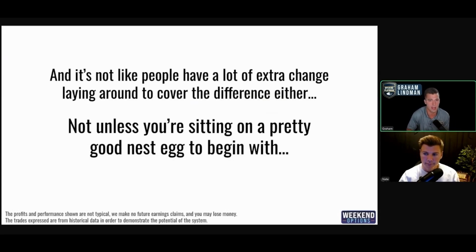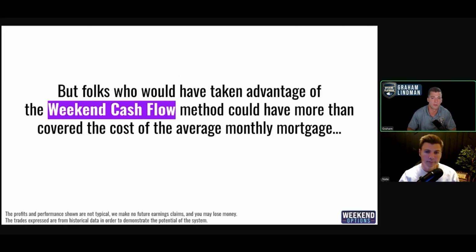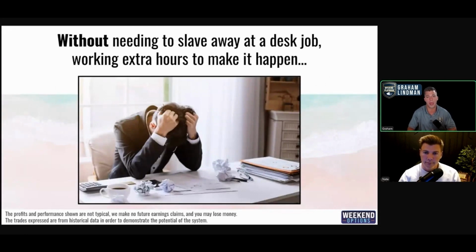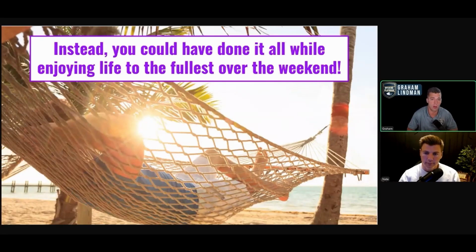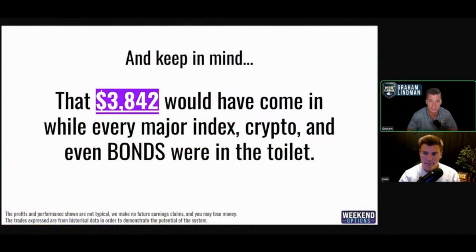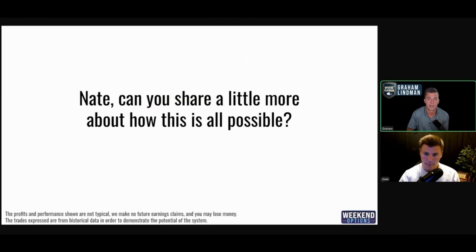And it's not like people have a lot of extra change laying around to cover the difference, not unless you're sitting on a pretty good nest egg to begin with. And wouldn't you much rather invest that $900 a month than blow it on a mortgage? It's just painful. But folks who would have taken advantage of the weekend cash flow method could have more than covered the cost of the average monthly mortgage without needing to slave away at a desk job, working extra hours to make it happen. Instead, you could have done it all while enjoying life to the fullest over the weekend. Maybe you live by the beach and you can go hit a hammock like this guy. And keep in mind that $3,842 would have come while every major index, crypto, and even bonds were in the toilet. So, Nate, can you share a little bit more about how this is all possible?